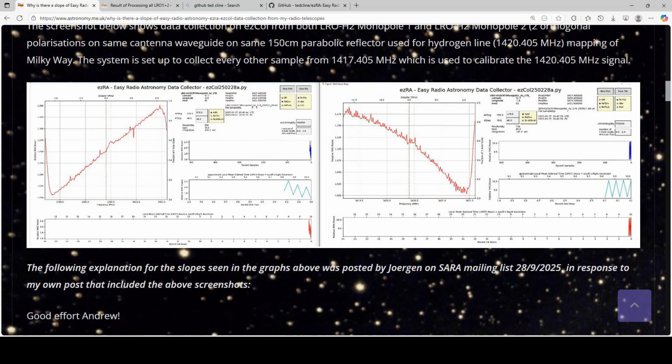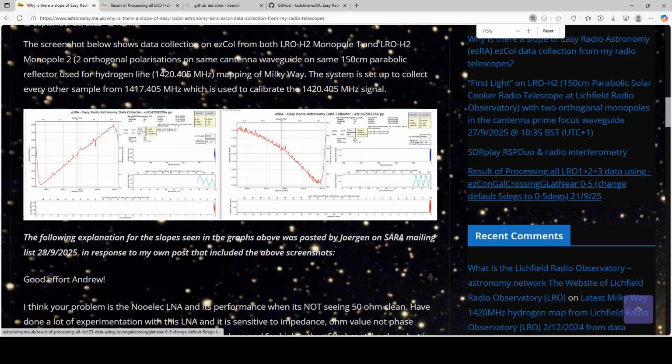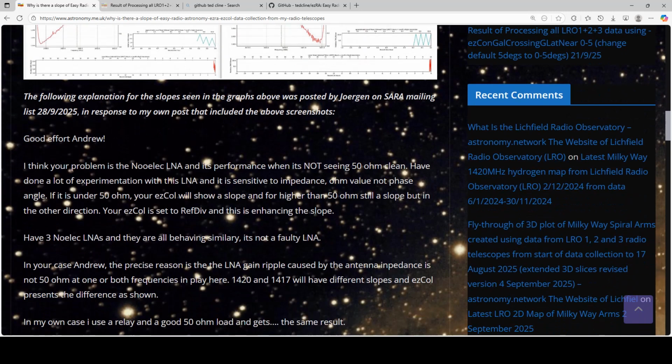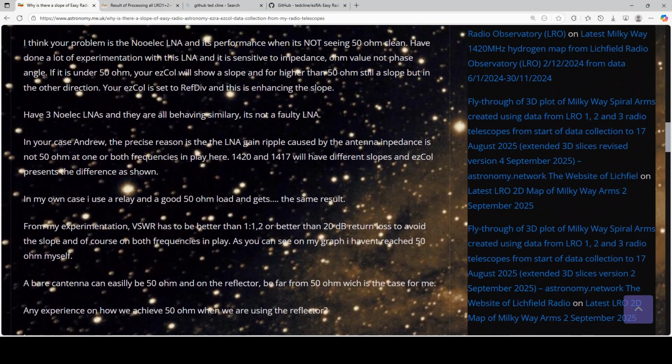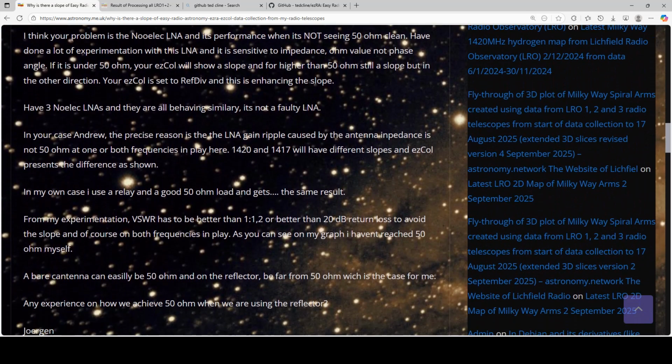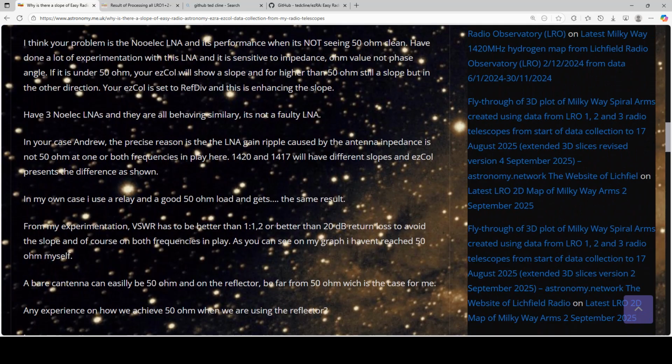But I've got the slope there, and I noticed that the slope was in two different directions. So we had some discussion on the SARA forum about possible reasons for it, and Jorgen here gave what looked like quite a good explanation, which I'll just bring up there, which you can read for yourself. So I wondered what you guys thought about that, and whether you had any other thoughts about the whole idea of trying to use two orthogonal monopoles to try and improve the signal through these telescopes.